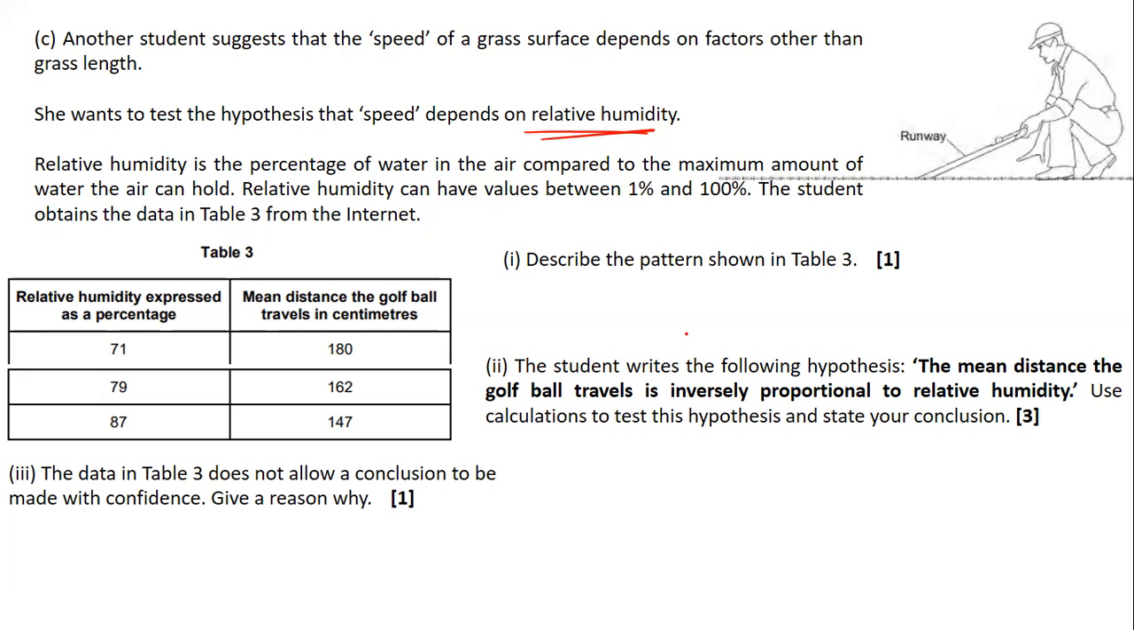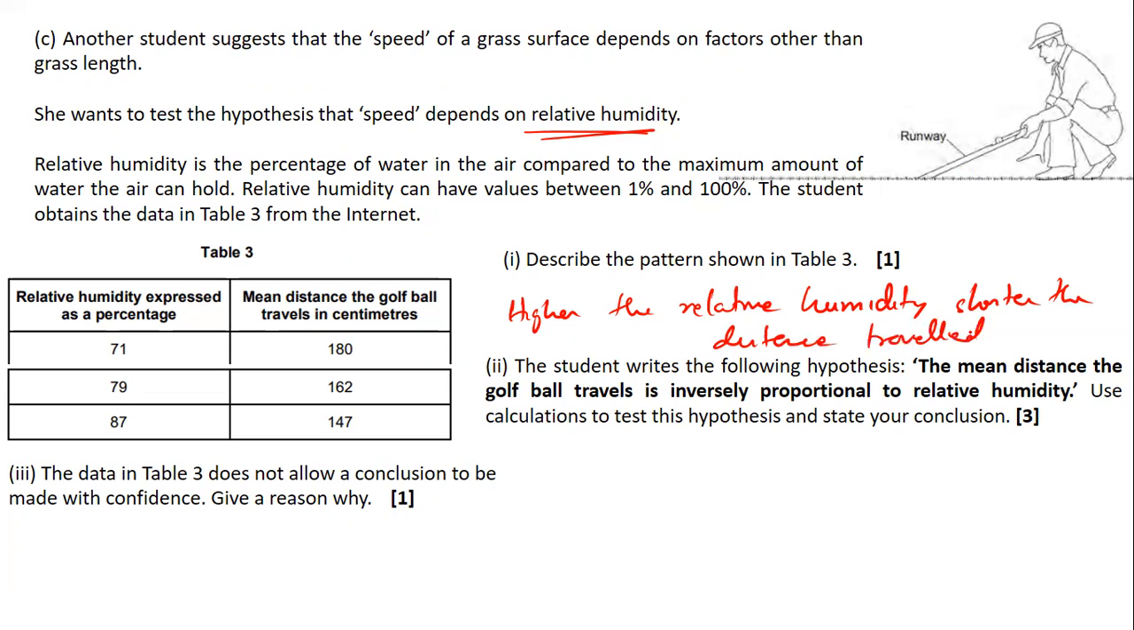What type of pattern does it describe? It shows that the higher the relative humidity, the shorter the distance the golf ball will travel. Right, higher the relative humidity, shorter the distance traveled. So it would be inversely proportionate. Correct.